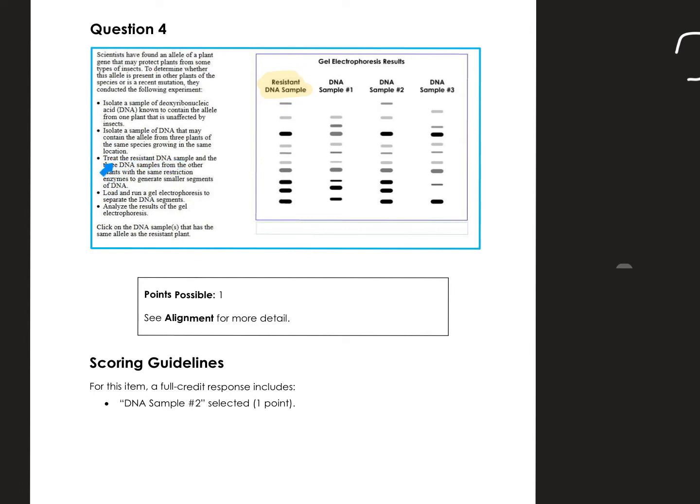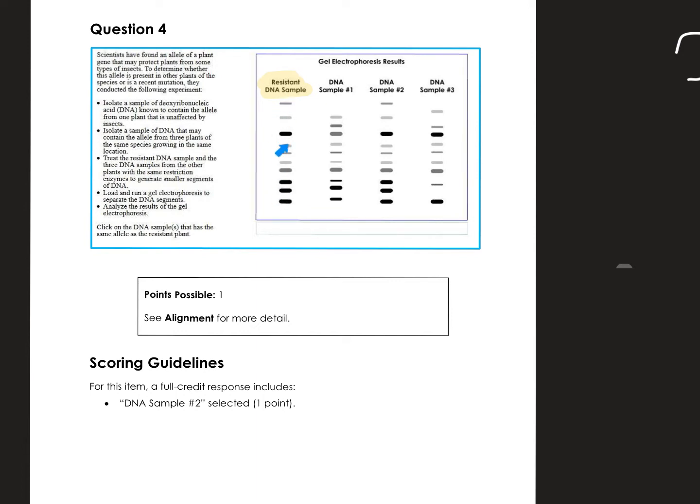All right, so they treat the DNA of the resistant plant and the other samples with a restriction enzyme. They run a gel electrophoresis of the DNA segments and analyze the result. Click on the sample that has the same allele as the resistant plant. Which one of these has the same allele, the same DNA sequence, based on this data? They didn't sequence it; they just broke it up in a regular pattern, and they asked which one has the same size patterns.